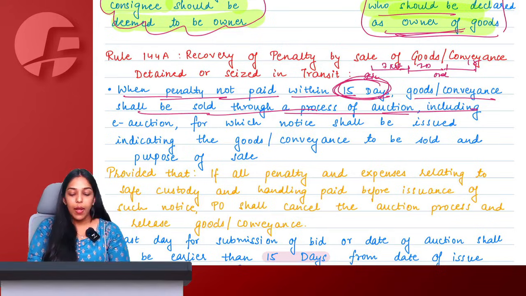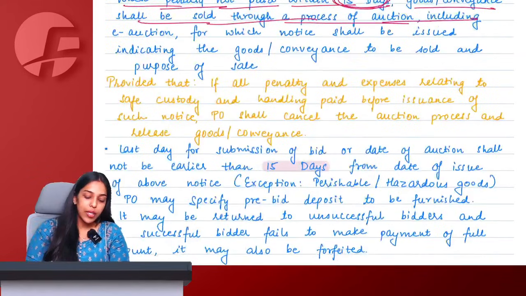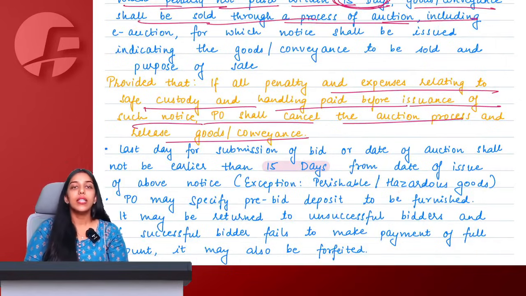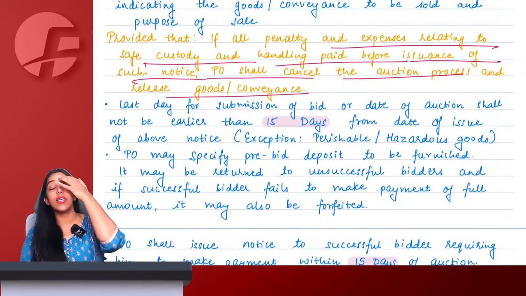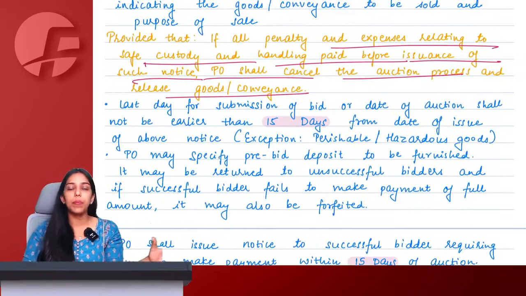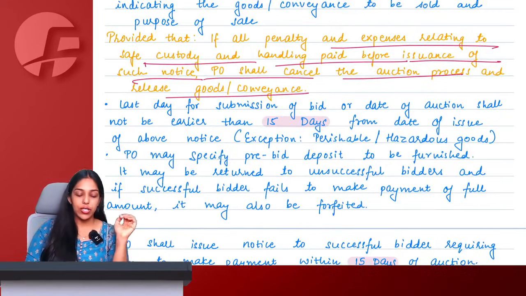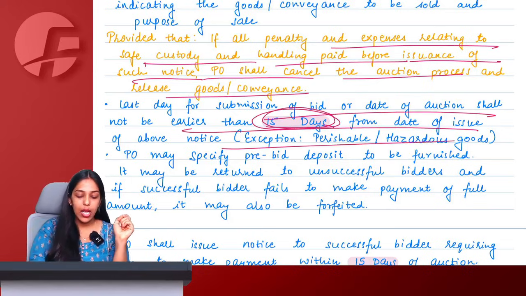But again, before auction, a notice has to be issued for auction. So now we are saying, provided that if the penalties and expenses relating to safe custody and handling before issuance of such notice are paid, then the officer will release the goods. What they are saying is that I will give a general notice to the general public that these goods are available for auction if anyone wants to purchase. And for auction, we are saying at least 15 days prior notice has to be given.